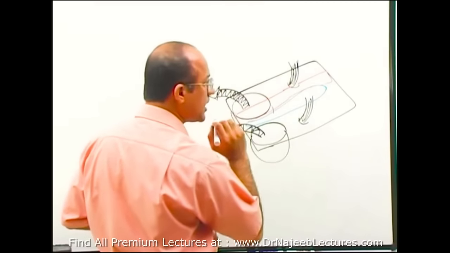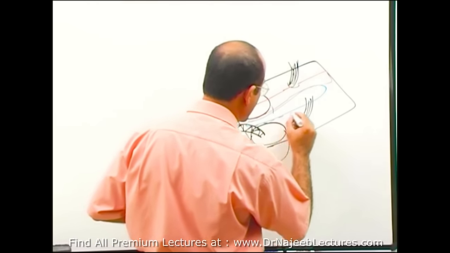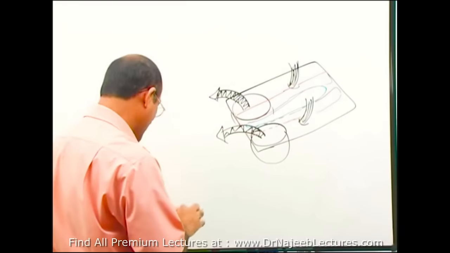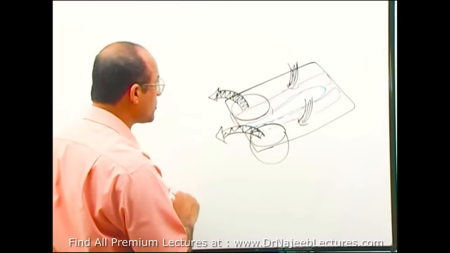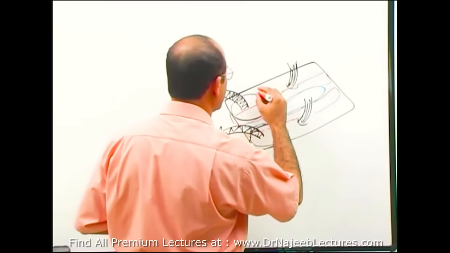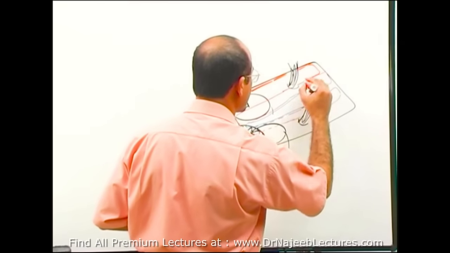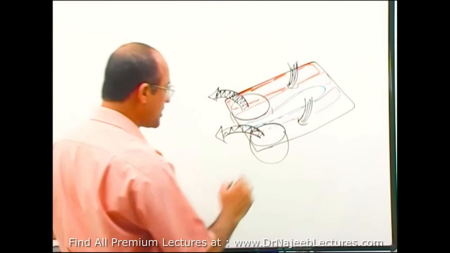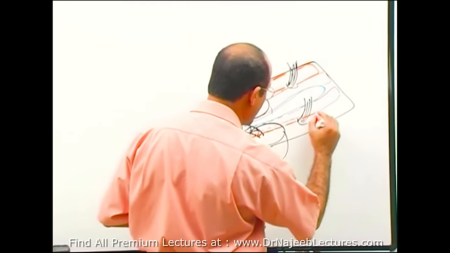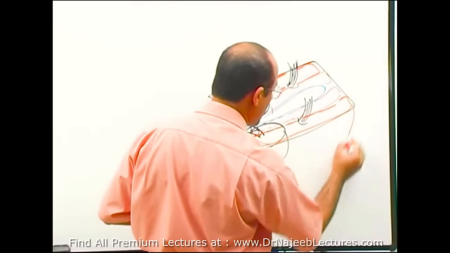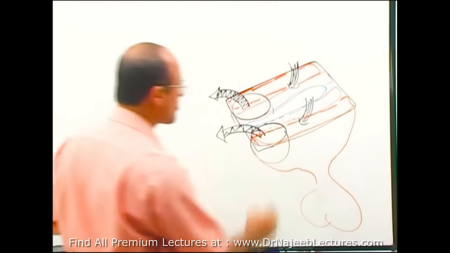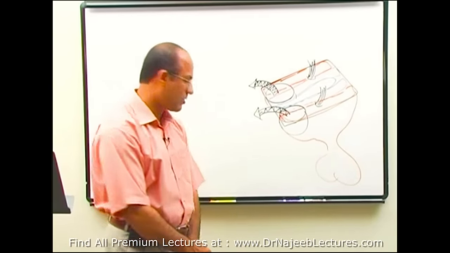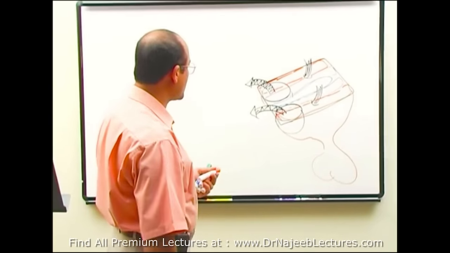And now you will tell me, what is it? Left medial hypothalamus. And what is the structure here? Right medial hypothalamus. And now, as I know that you are a very good student, you must be able to tell me what this structure is. Left lateral hypothalamus, and what is the structure here? Right lateral. Any problem? No? Okay.